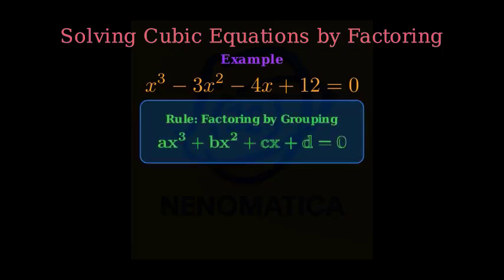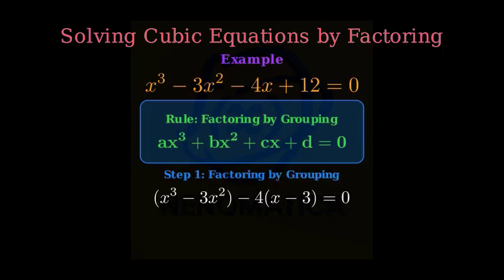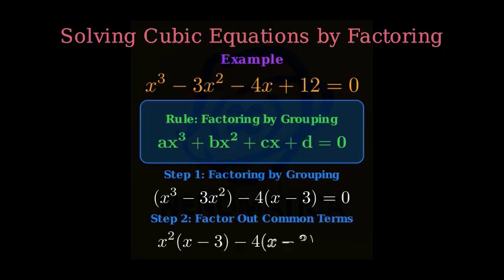First, let's rewrite this equation in a form that helps us see a potential factorization. We'll rewrite this as (x cubed minus 3x squared) minus 4 times (x minus 3) equals 0. For our next step, we notice that we can factor out x squared from the first parenthesis. This gives us x squared times (x minus 3) minus 4 times (x minus 3) equals 0.